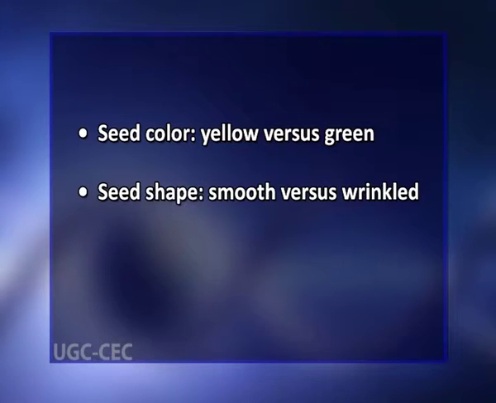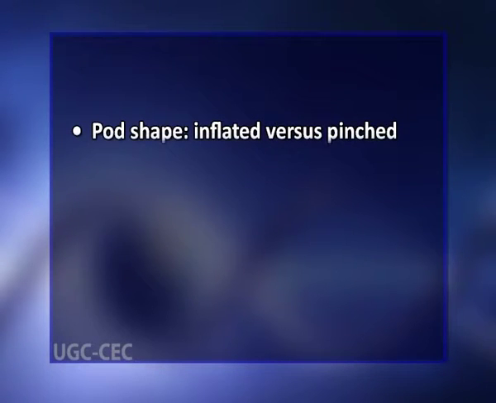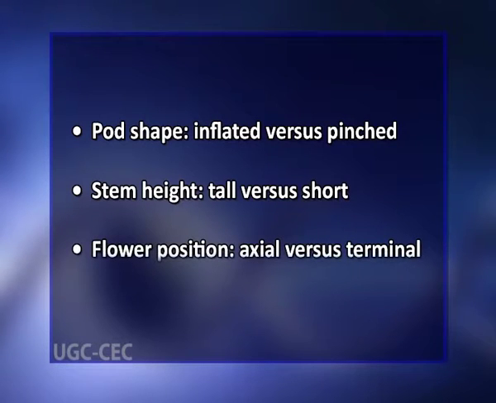Third, the seed shape, smooth versus wrinkled. Fourth, pod color, green versus yellow. Fifth, pod shape, inflated versus pinched. Sixth, stem height, tall versus short. And finally, flower position, axial versus terminal.